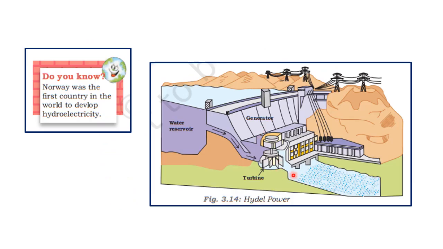See the diagram showing the turbine fitted at the bottom of the river, and water falls from a height which presses the turbine blade, and the turbine runs the generator, which generates electricity.